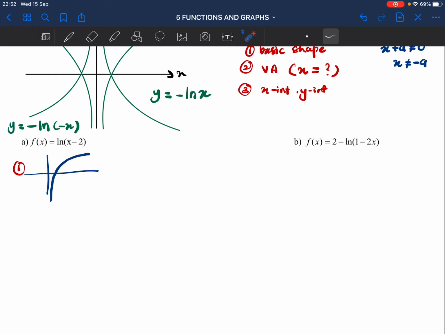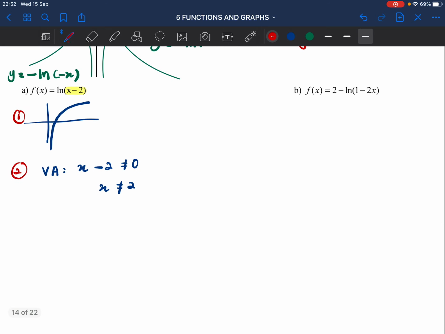Okay, alright, so next, second thing is we have to find our vertical asymptote. Okay, we have to refer inside ln. Okay, inside ln kita lah. So dekat sini kita ada x minus 2. So vertical asymptote, we can have x minus 2 is not equals to 0. So we will have x is not equals to 2.